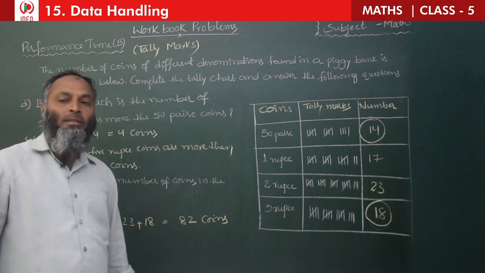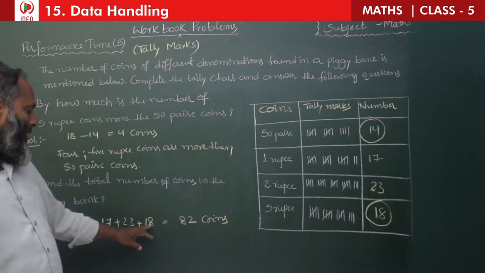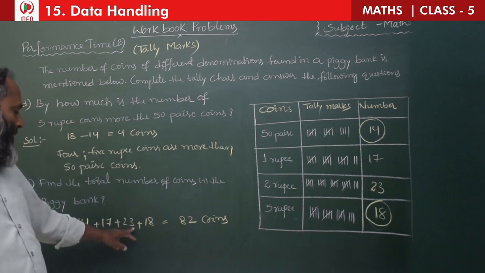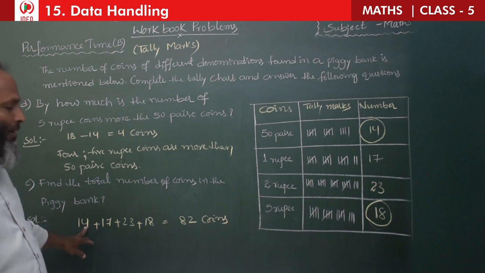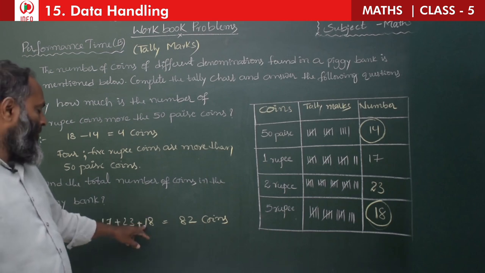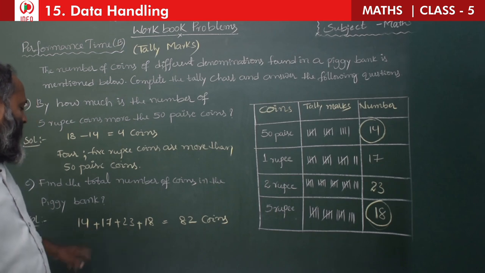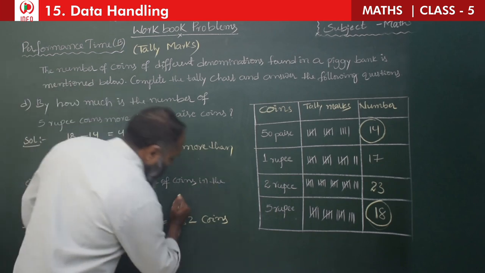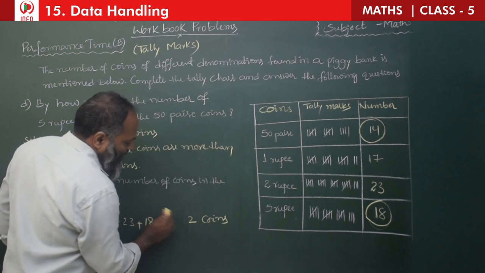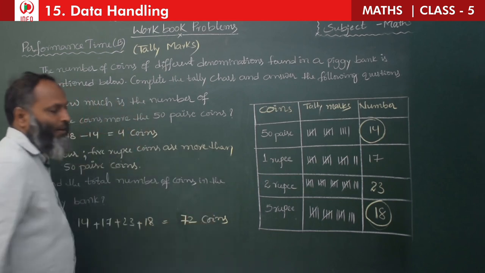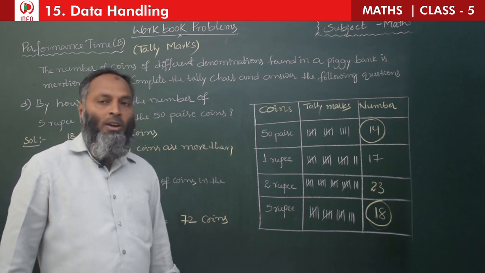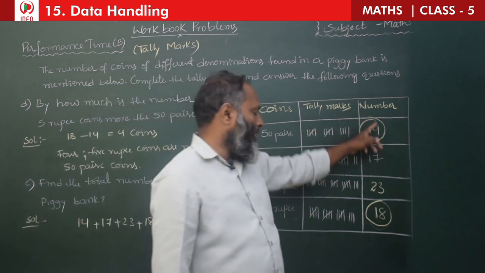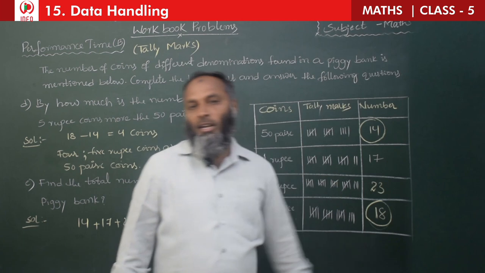Students, see once again, add 8 plus 3: 8, 9, 10, 11. 11 plus 7, 18. 18 plus 4, 19, 20, 21, 22. 22, then 2, 3, 4, 5, 6, 7. Here it is 72 coins, not 82. Total 72 coins were there. So in a piggy bank, total how many coins are there? Total 72. We should just add all of these, then you'll get the total coins.